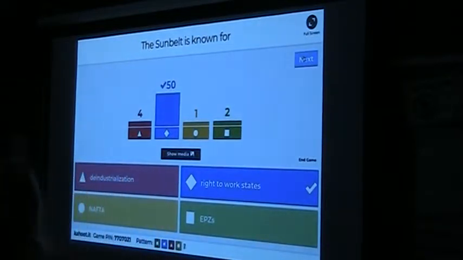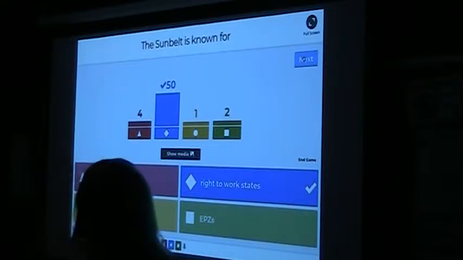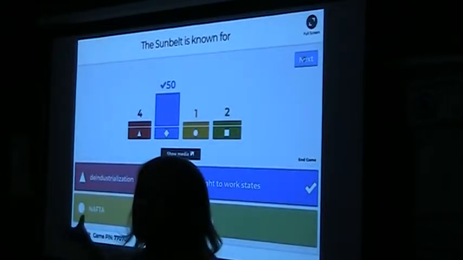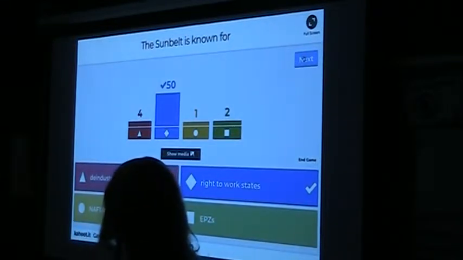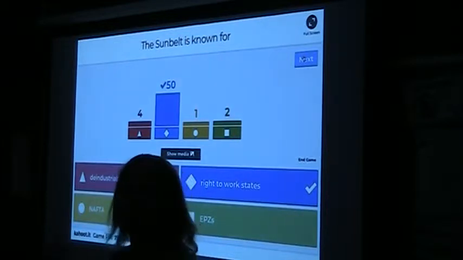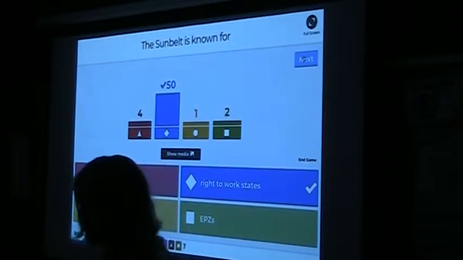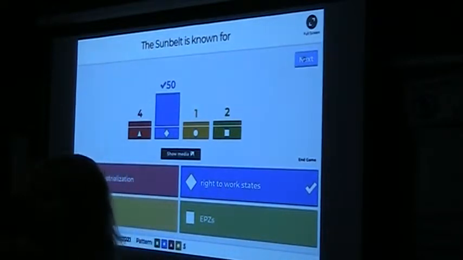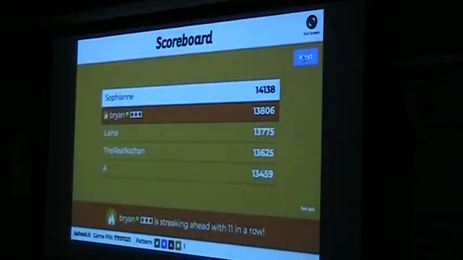That's why we're seeing a lot of U.S. companies move to the Sun Belt. We've covered this in class. They're right to work, so their unions are less strong. They pay people less. That's attractive to companies. Not deindustrialization. That would be the Rust Belt. Not export processing zones. Those are in foreign countries like Mexico or China. And NAFTA, I mean, that would apply to all of Canada, all of the United States, all of Mexico, so not just the Sun Belt.